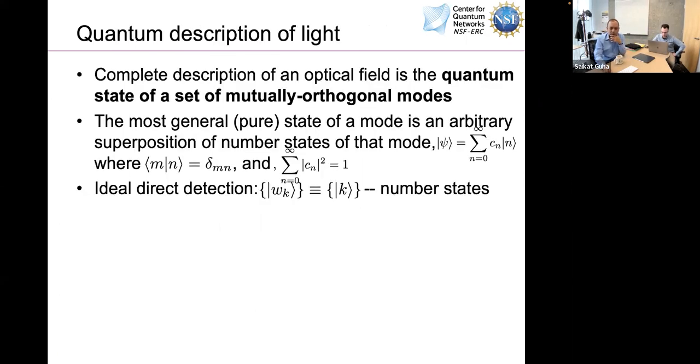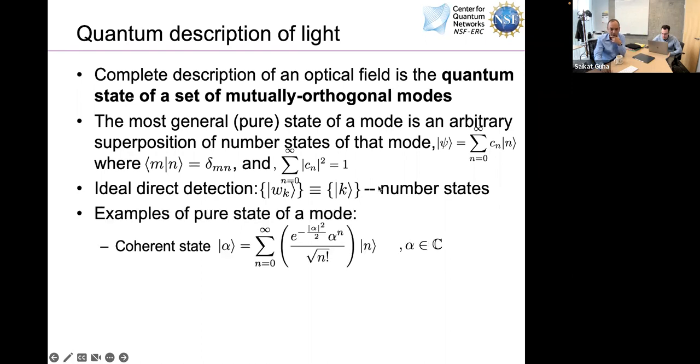Well, in general, in quantum optics, we talk about a set of modes and then talk about the quantum state of those modes. So that's the complete description of an optical field. You cannot write a field in quantum optics. You have to identify a set of orthogonal modes that you care about and write down the quantum state of those modes. The most general pure state of a mode, as I said, is a superposition of Fock states. Ideal direct detection is where the measurement vectors are these number states.